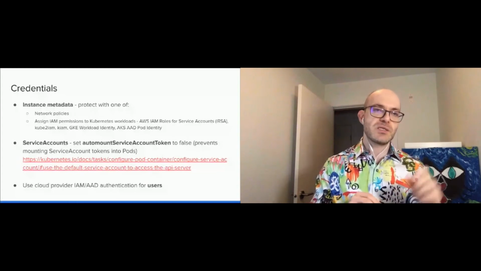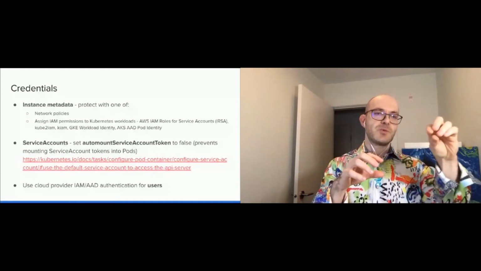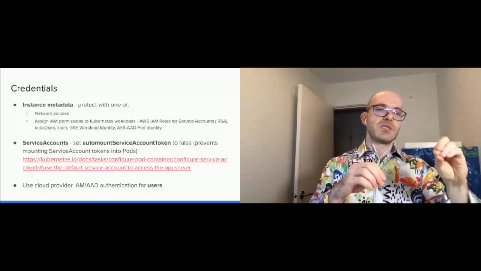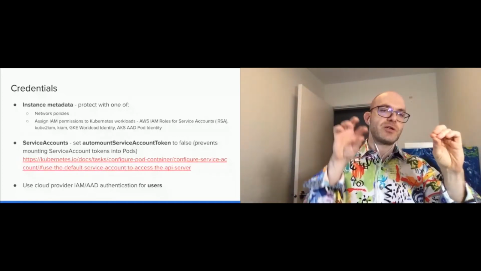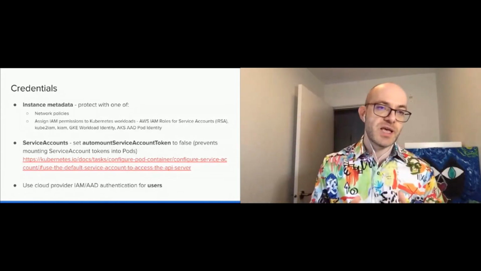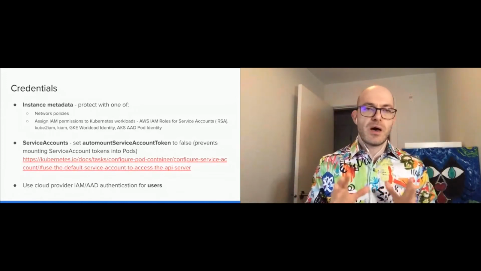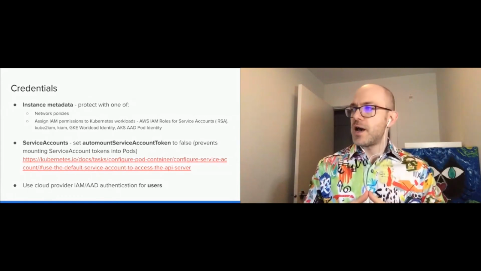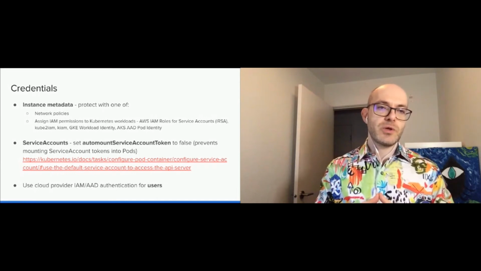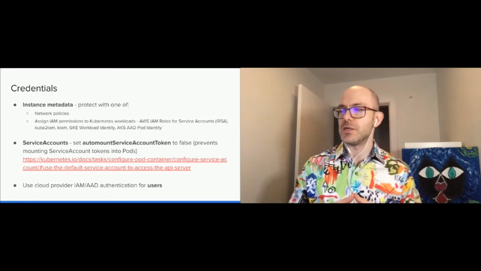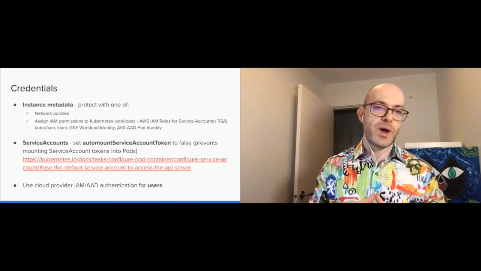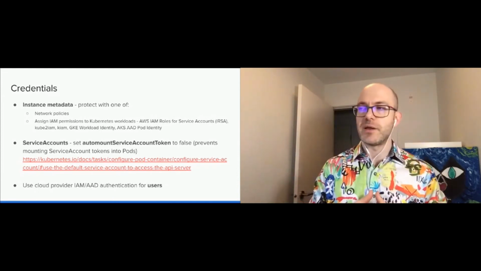What that means is, even on a single node, if this workload, this container, makes a call to the metadata endpoint, it will get different credentials than if this container makes a call to that same endpoint. AWS calls this IAM roles for service accounts. Google calls this GKE workload identity, and Azure calls it Azure Active Directory pod identity. And this is actually the preferred way to secure that instance metadata access.